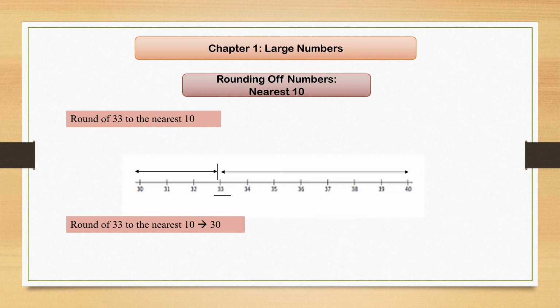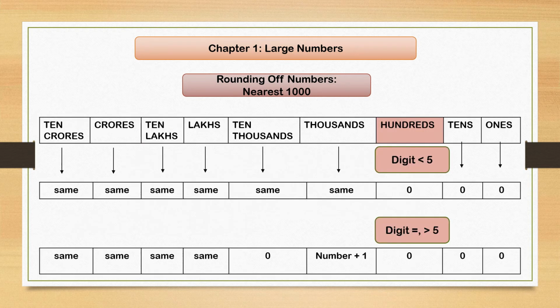Same procedure will be applied while rounding off the numbers to the nearest 100 and 1000. There is also a shortcut method to round off the numbers to the nearest 10, 100 and 1000. Let's understand rounding off numbers to the nearest 1000. For rounding off the number to the nearest 1000, we observe the digit at the hundreds place. Now, there are 2 rules to be observed.